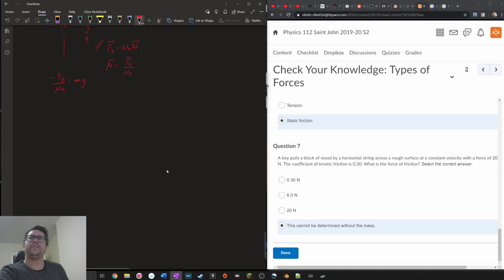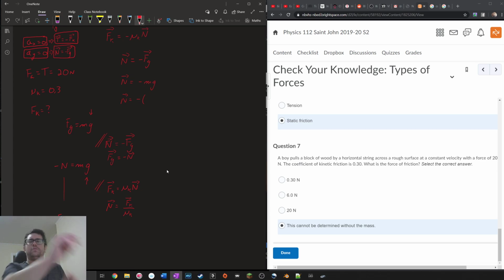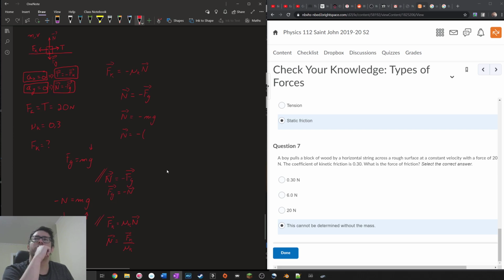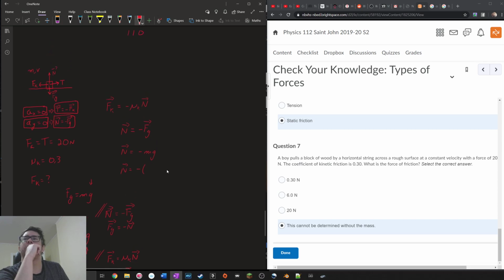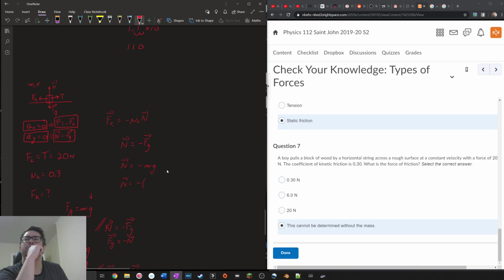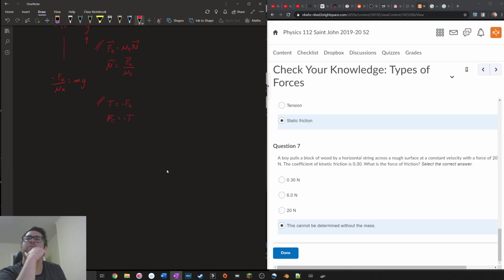Great. Fk. What about Fk? Do we want Fk to be equal to the tension? Yes, because there is no acceleration, there is a tension, so the Fk is equal to the tension. So the tension is equal to minus Fk, or Fk is equal to minus the tension. So minus tension over mu k is equal to mg. I'm not sure this is going to be working. And then the tension is 20 Newton.